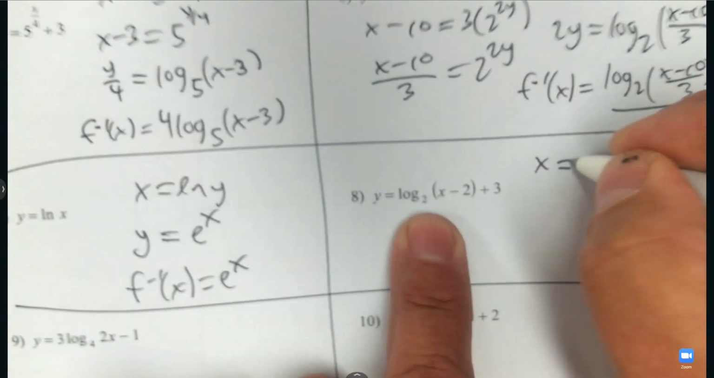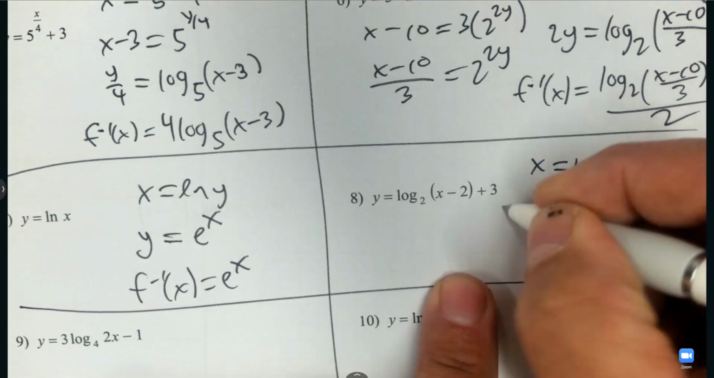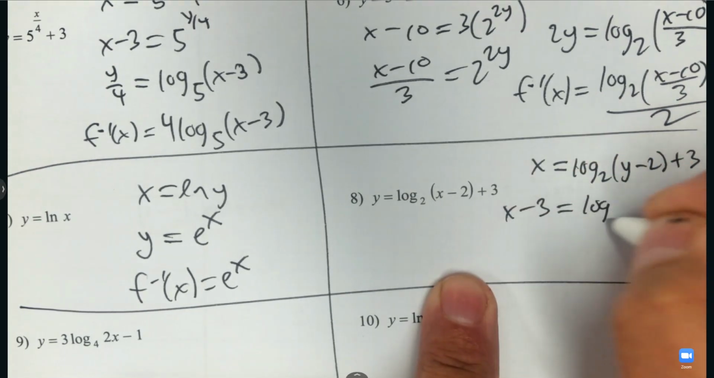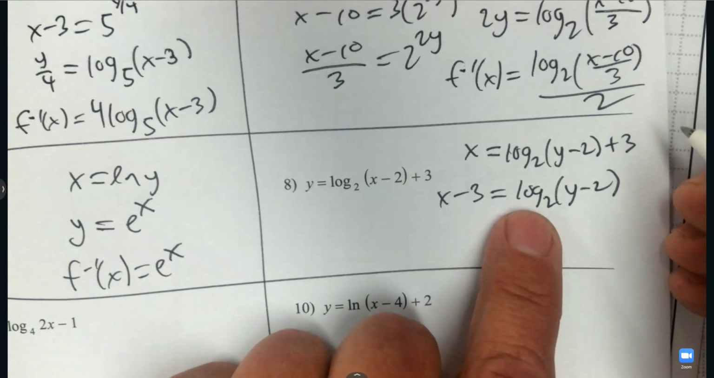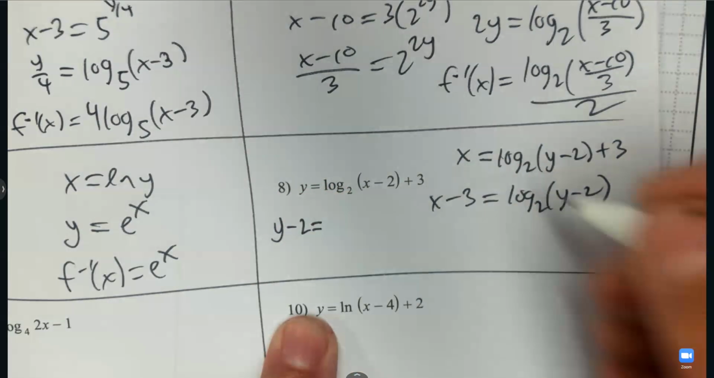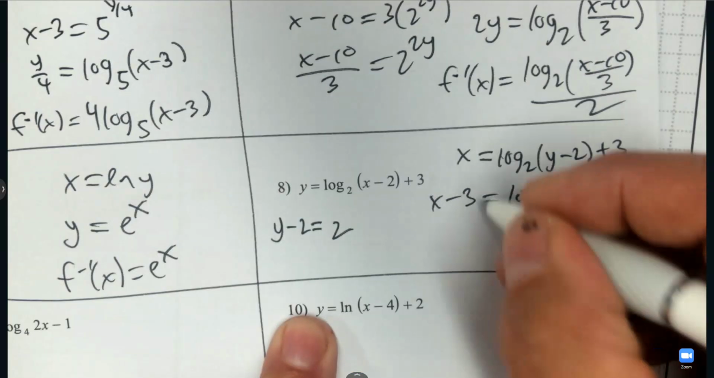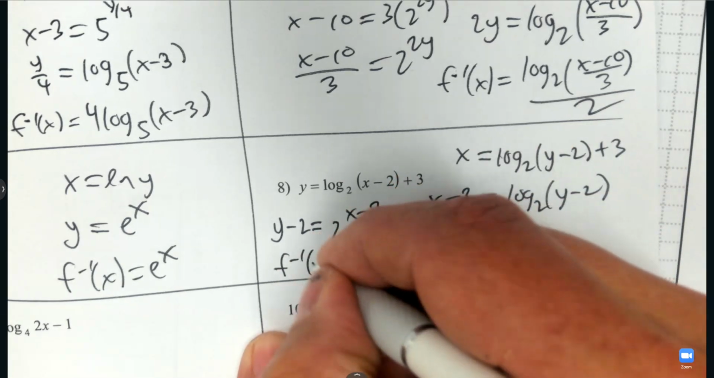Again, inverse the equation and then solve for y. So we're going to subtract 3. Once the logarithm is isolated, then we can write it as an exponential. So what's inside the logarithm is y subtract 2. The base is 2. And then the exponent is x minus 3. Add 2 and you have the inverse.